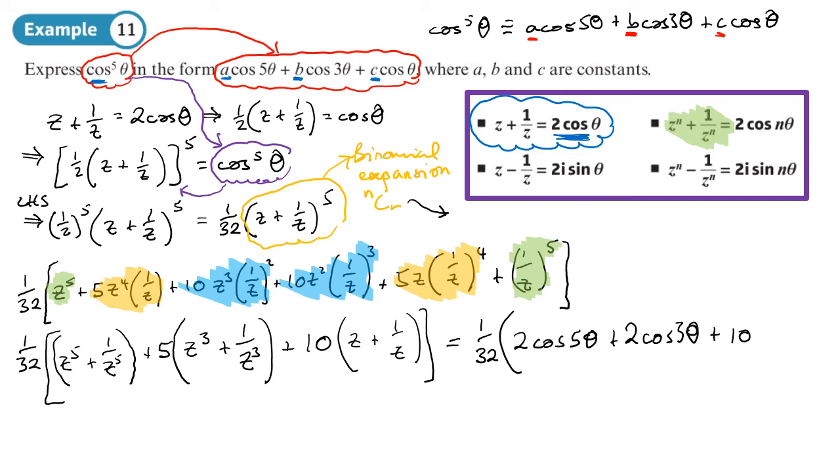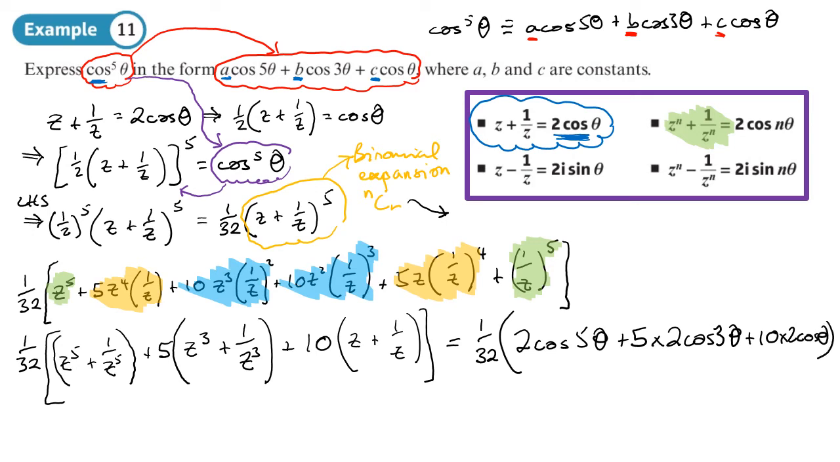Now let's go back. Have I missed coefficients out? I'm just going to step back a bit. I think I may have missed the coefficient out. Right, okay. Or I may have been right, I don't know. So 2 cos 5 theta. Oh, I see. And then plus 5 times 2 cos 3 theta. That's better. Plus 10 times 2 cos theta.